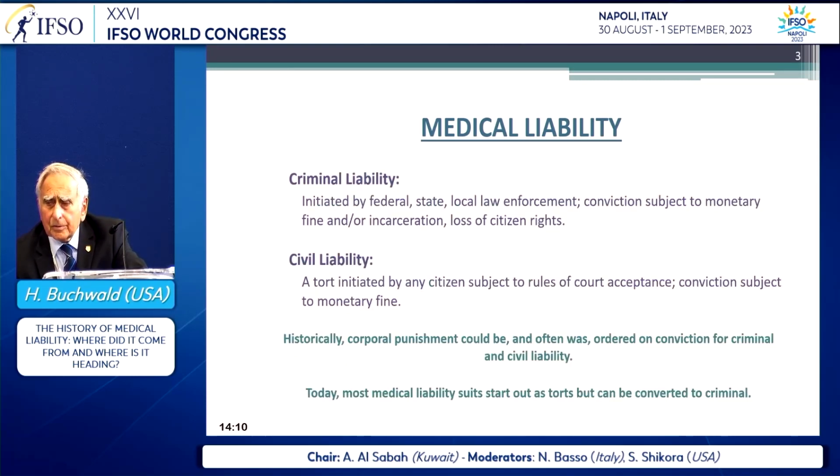Now, one has to discriminate between criminal liability, which has to be initiated by a federal, state, or local law enforcement. And if you have a conviction, you're subject to monetary fine and incarceration or loss of citizen rights. There's a civil liability, which is called a tort. Can be initiated by any citizen as long as it obeys the rules of the court. And conviction here can only be financial. But you can have a tort that then is converted to a criminal case. Now, historically, there was corporal punishment in addition, and this was ordered on conviction for criminal and civil liability.